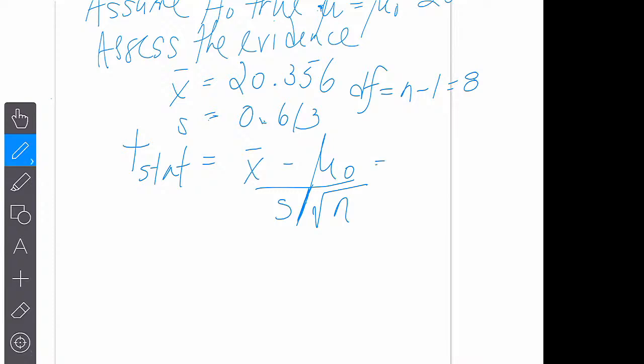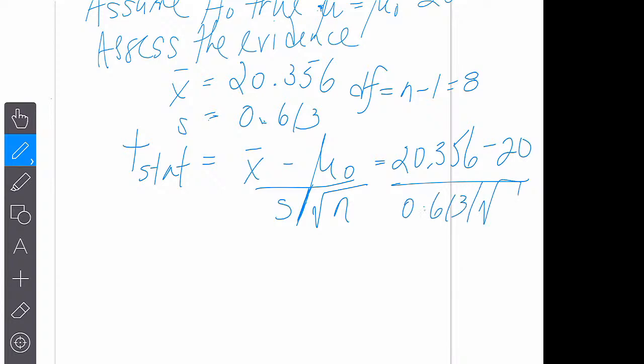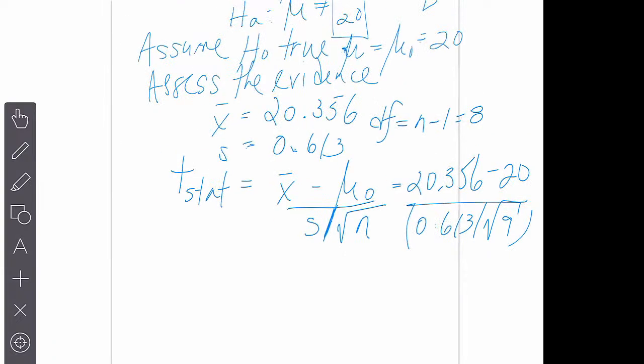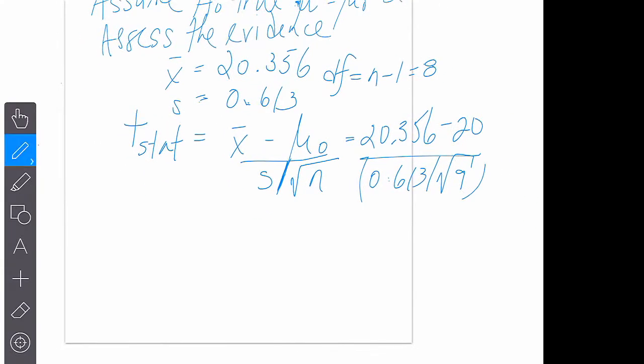So it's going to be putting in the numbers: 20.356 minus 20, divided by 0.613 divided by the square root of n, where n is 9. Okay, degrees of freedom is something different, it's not n. So when you compute that, that tells you how many standard deviations you are away from the hypothesized mean that you're treating as the true mean. And what do you get?